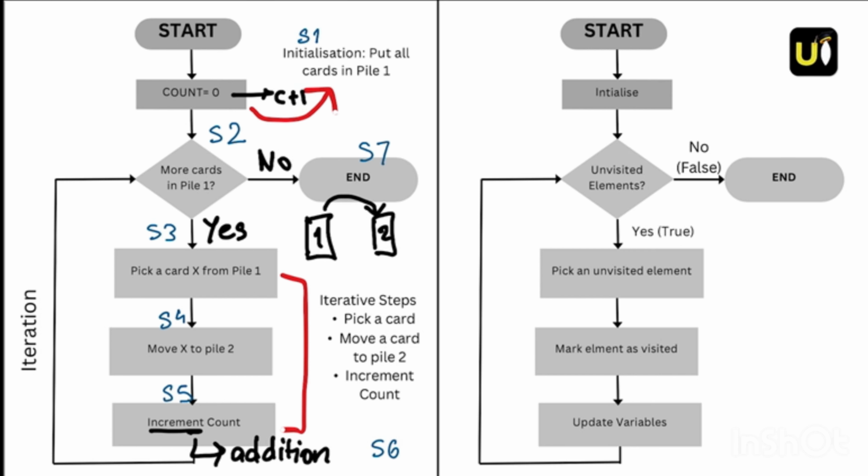And then this is going to be the step 7. So from step 6, move to step 2 if this iteration is completed. And it's going to be if there are any more cards in pile 1, then move to step 3. If not, then move to step 7. So this is how it's going to be written in steps, and they're going to ask you questions based on that.